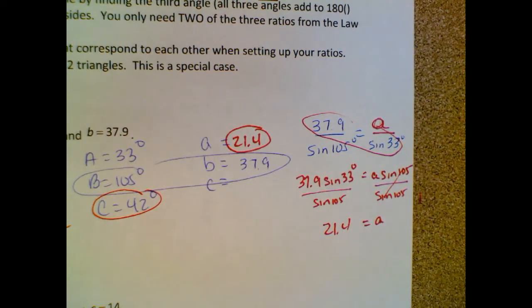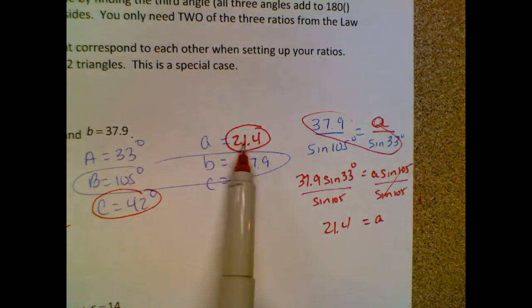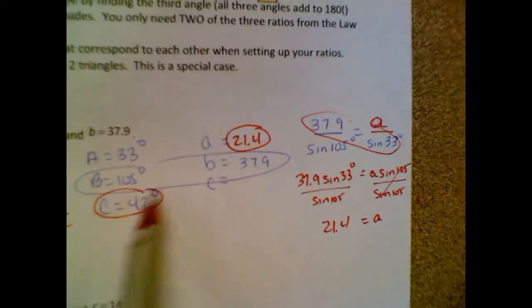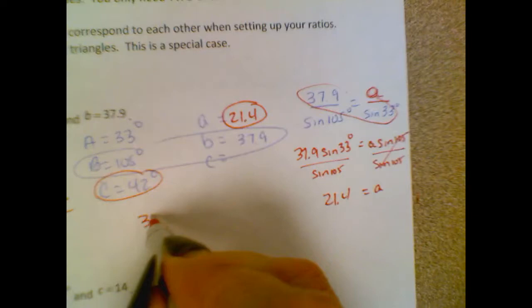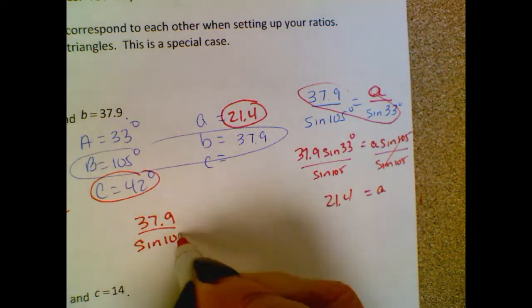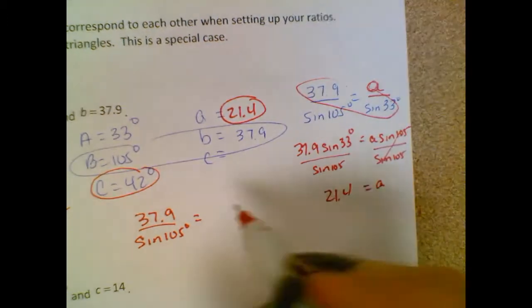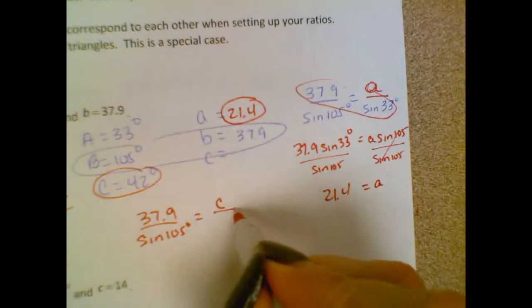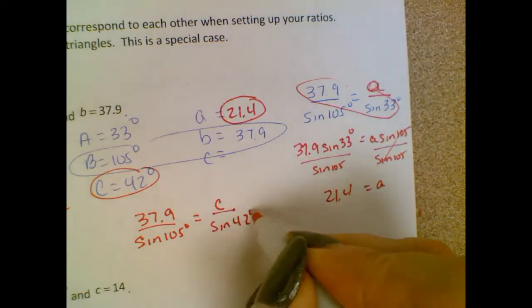The next thing we're going to do is find side C. At this point I can use the A ratio or the B ratio to help me find C, but I'm going to use the B ratio because it was given. So we're going to set this up again. 37.9 over sine of 105. That's the B ratio. You're going to set this equal to the C ratio, but we don't know side C, so you just write side C over sine of angle C, which is 42 degrees.